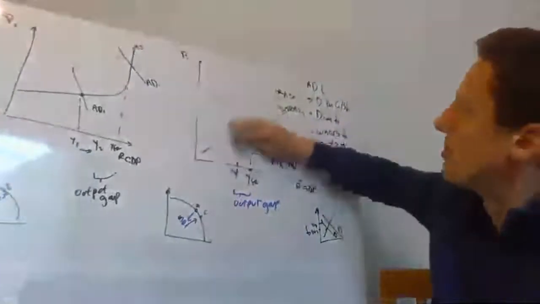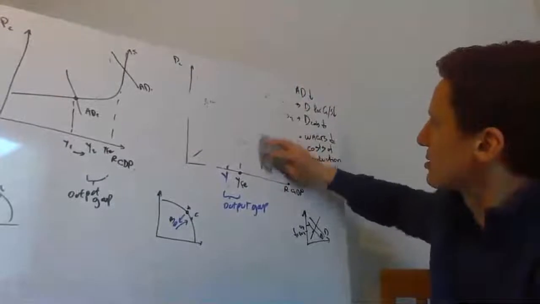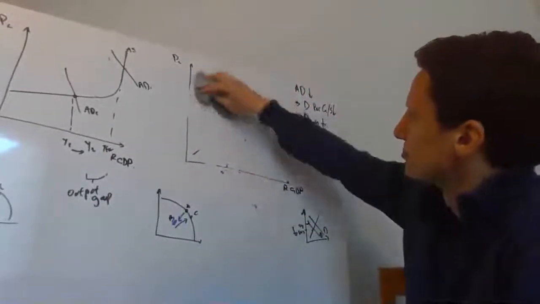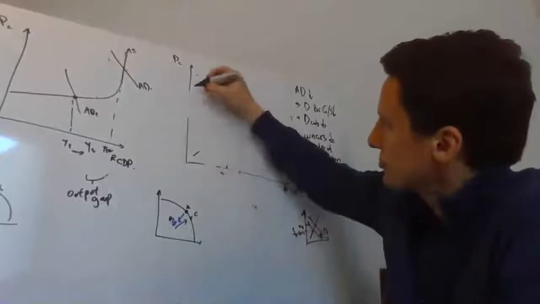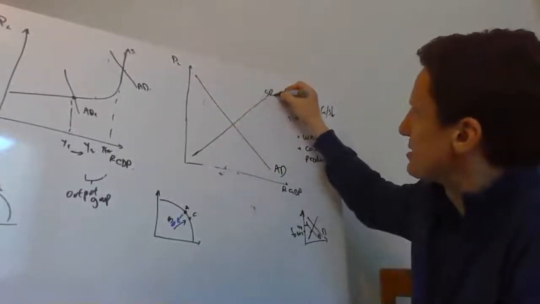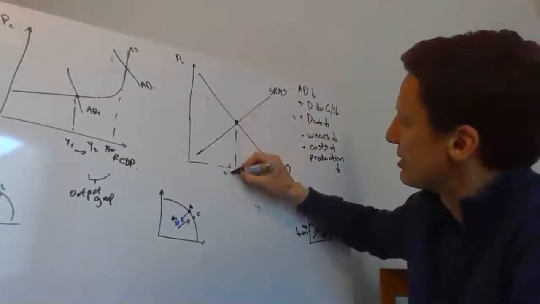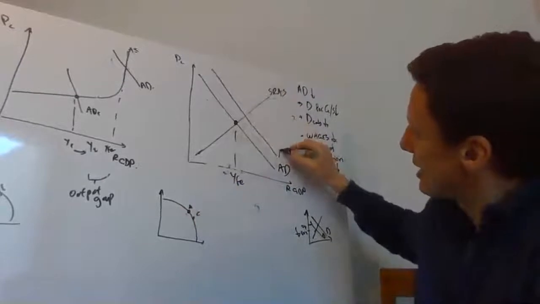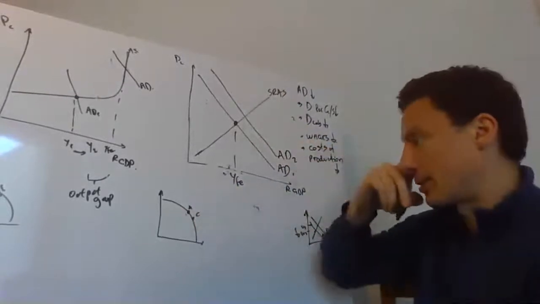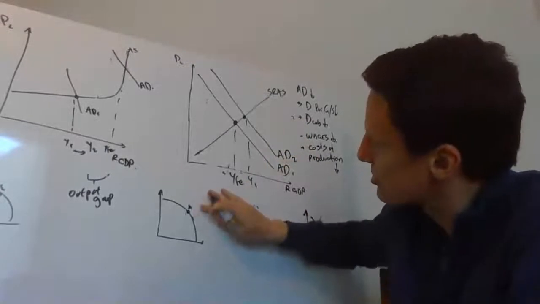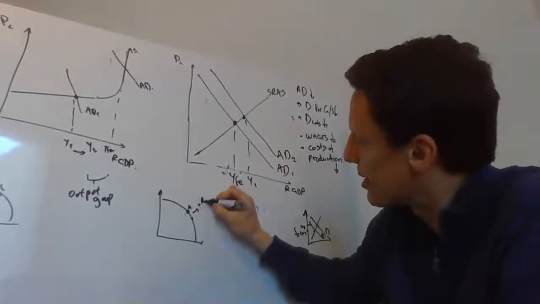So I'm going to redraw my classical diagram. This time, here's AD, here's SRAS, and here is YFE. We're back on the PPF. And now let's have an increase in aggregate demand, an increase in consumption. Well, that takes us to Y1. That takes us to a point outside of the PPF.